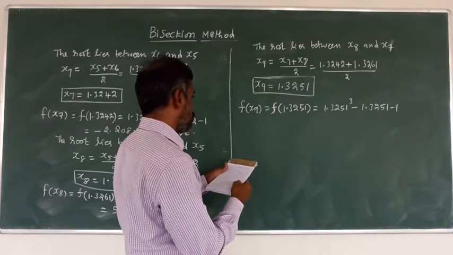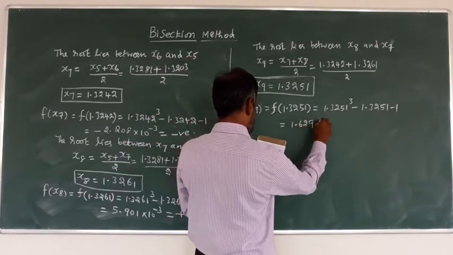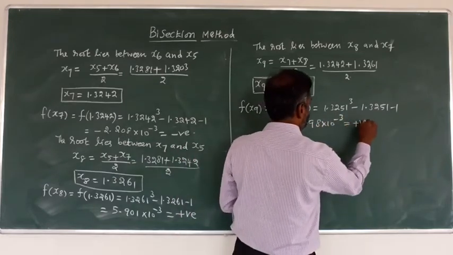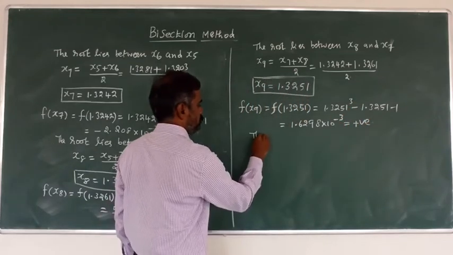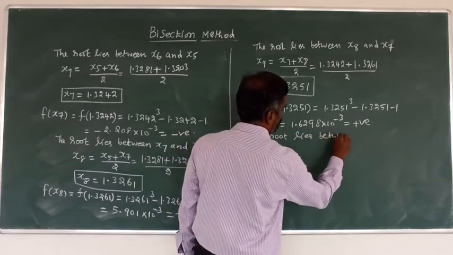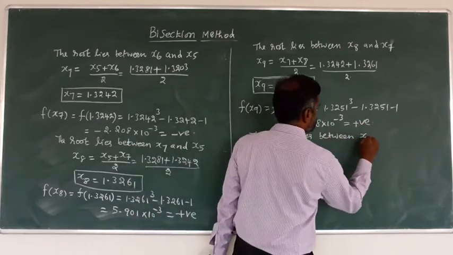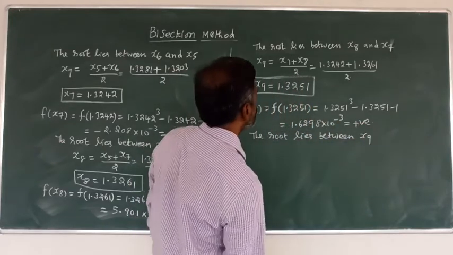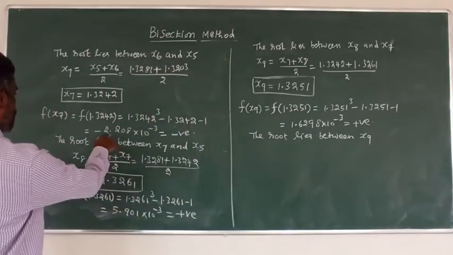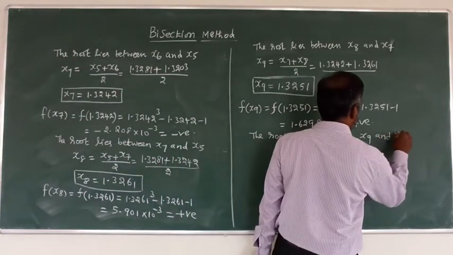Now this result is 1.6298 into 10 to the power of minus 3. This is a positive result. So the root lies between, this is positive, so we take x9 as positive, and the negative result x7.